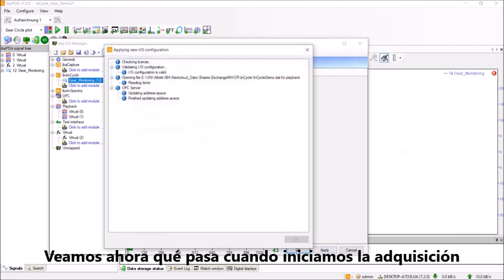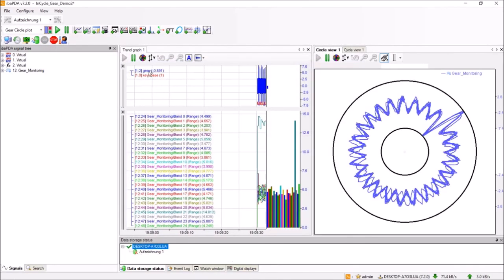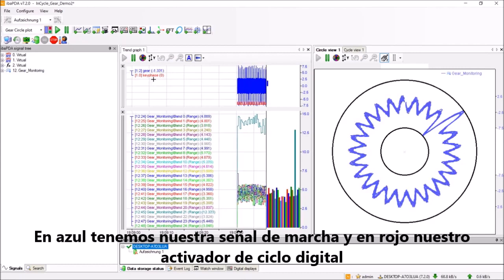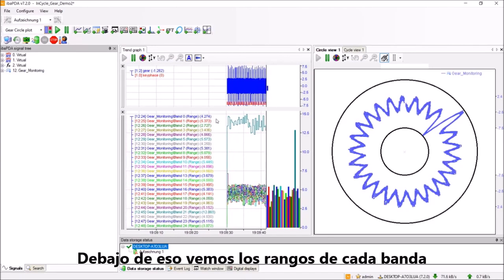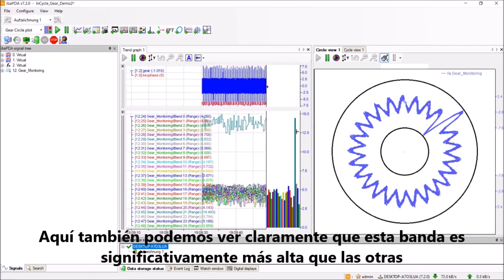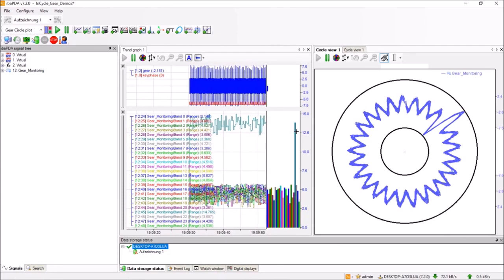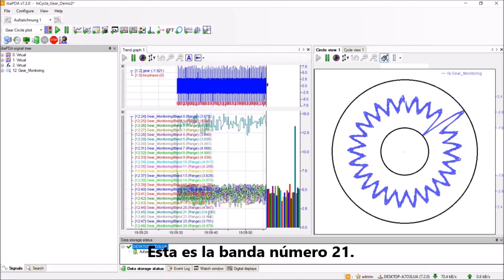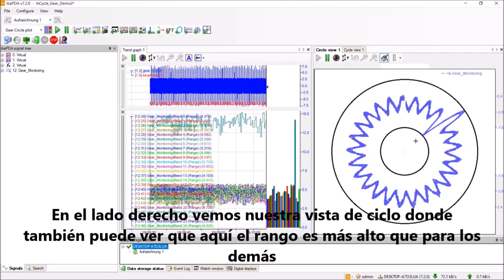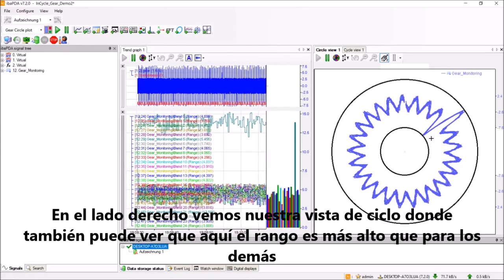Let us now see what happens when we start the acquisition. In blue we have our gear signal and in red our digital cycle trigger. Under that we see the ranges of each band. Here we can also clearly see that this band is significantly higher than the others. This is band number 21. On the right hand side we see our cycle view, where you can also see that here the range is higher than for the others.